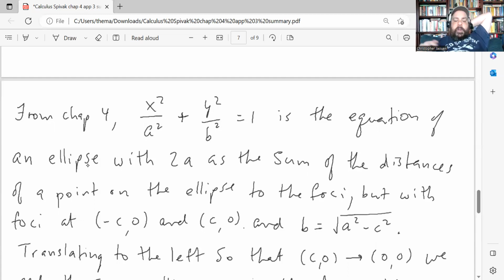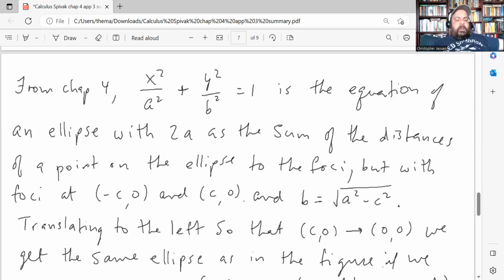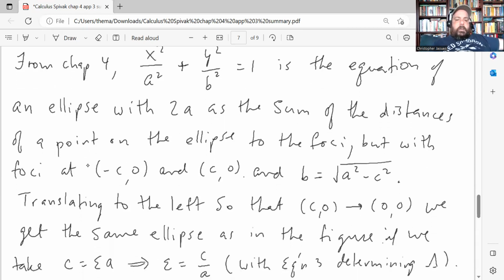at the origin. So in other words, the semi-major axis has length a, the semi-minor axis has length b, and the foci happen at points (-c, 0) and (c, 0) in Cartesian coordinates, which means that b is equal to the square root of a squared minus c squared. The distance between the two foci is 2a. I'm sorry, not 2a, 2c rather.